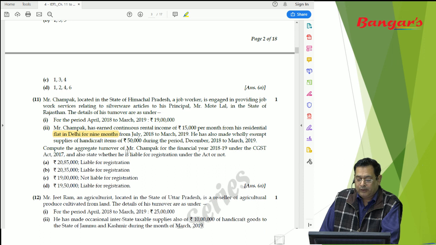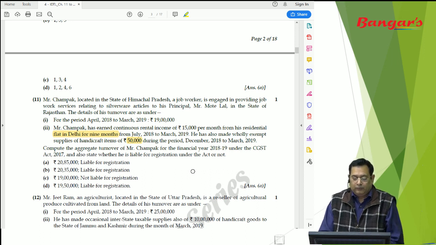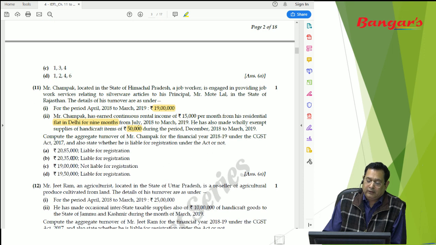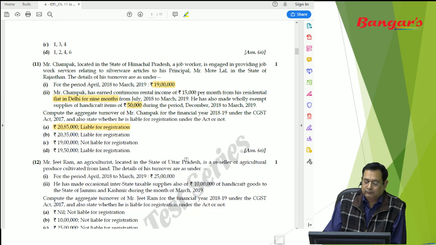And he has also made exempt supplies of handicrafts amounting to rupees 50,000. Compute the aggregate turnover for Mr. Champak and also state whether he is liable for registration. So these supplies, 19 lakhs plus 15,000 into, say, 9, 1,35,000, and 50,000. The same will be added and he will be required to obtain registration.